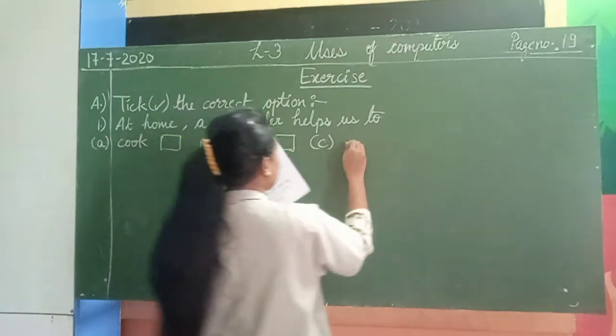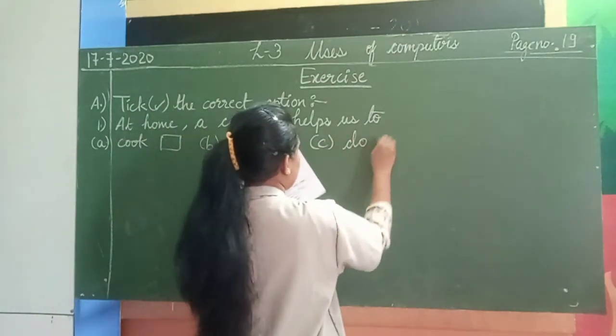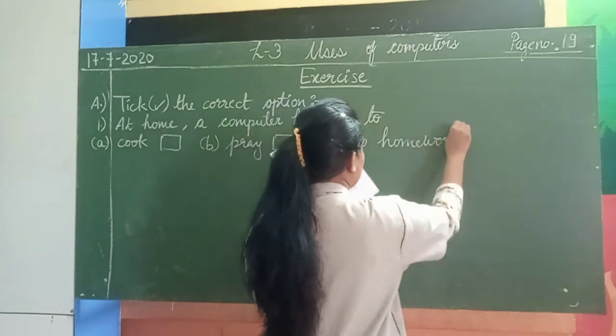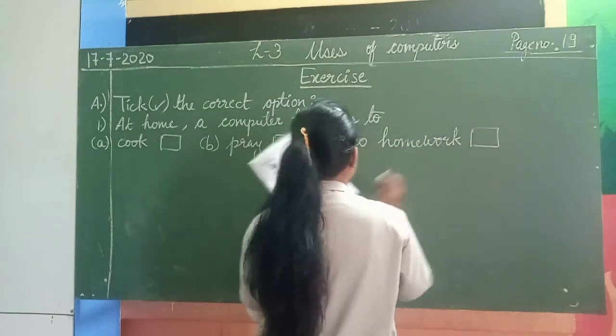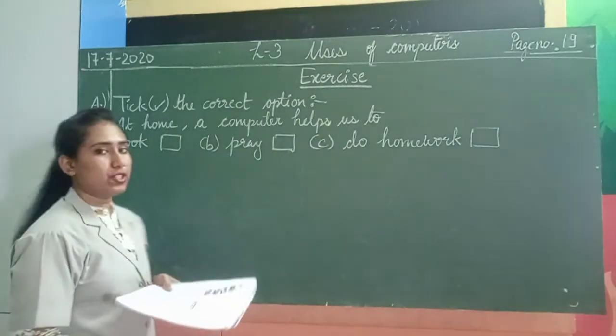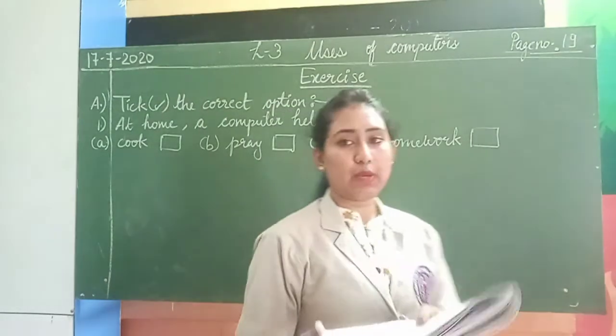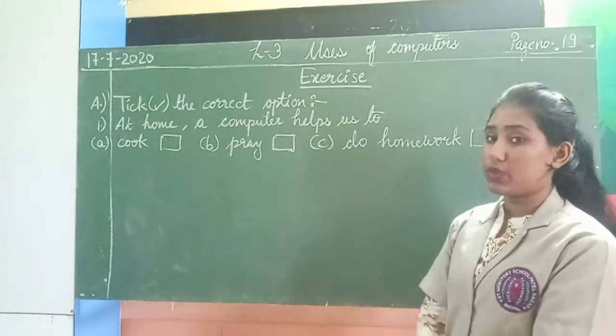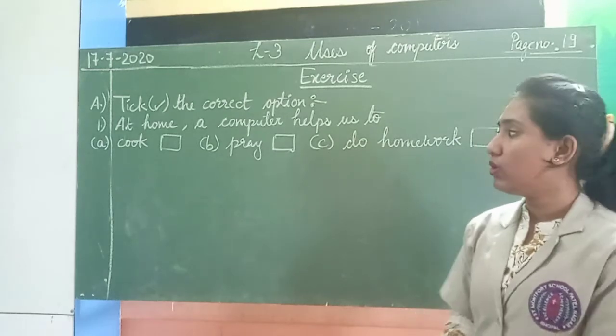Option C, do homework. Okay, now we have to select the right option for the question. What is the question? I'm reading it again. Look into your book, everyone. At home, a computer helps us to.